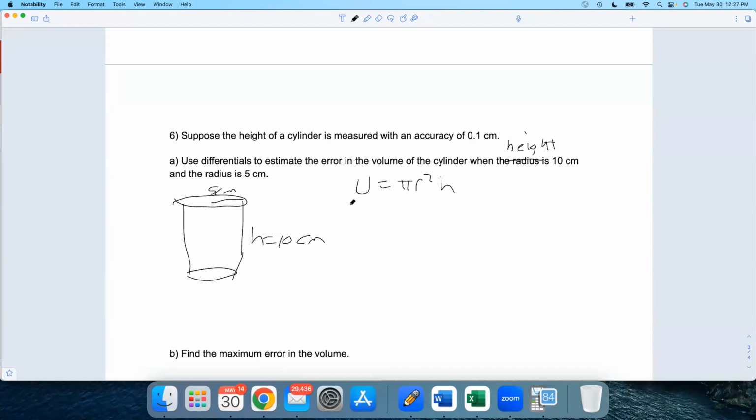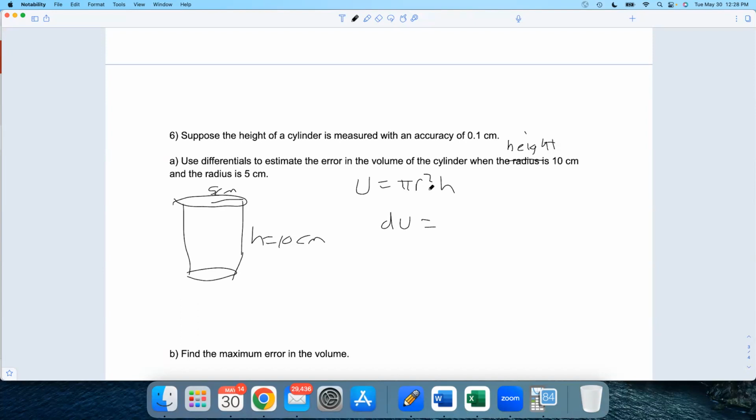So we take the differential of both sides. R is a constant here. Pi is a constant. See, they don't tell me that the radius might be off. Our machine somehow gets the radius correct. It's the height that it has trouble with. So my differential volume will be, this is just a constant times h.